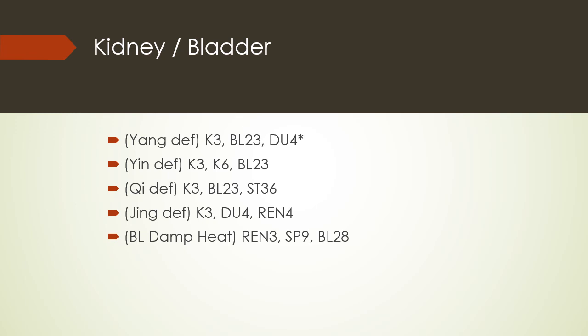Ren 4 is like the Dantian point, right? It's the point that is below the navel, the hinge or the gate at the source, along with kidney 3, the source point, and Du 4, the Mingmen point. For bladder damp heat, then typically you will see points for dampness like spleen 9, the back shu point for the bladder, bladder 28, and then Ren 3, the front mu point for the bladder.